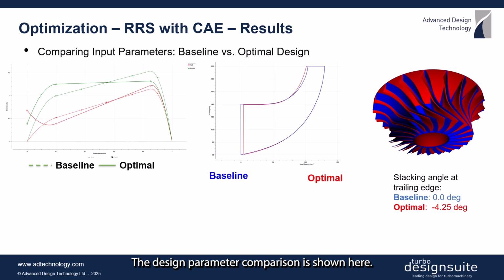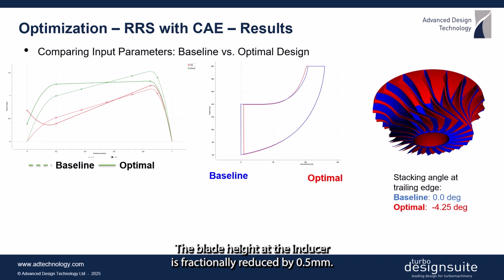The design parameter comparison is shown here. The blade loading has changed from aft loading to constant loading at the shroud. At the hub, the loading has remained largely unchanged, except for a distinctive increase in leading edge loading. The overall blade length is shortened by 4.5 mm, and the tip width increased by 3 mm. The blade height at the inducer is fractionally reduced by 0.5 mm.